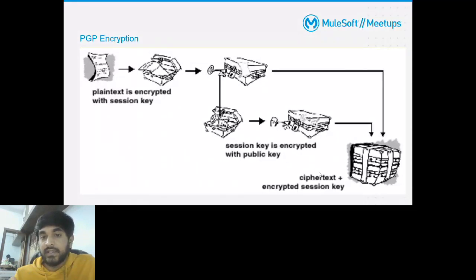Here the session key is first used to encrypt the data. That's done. Then the next part is that the session key will be encrypted using the public key, and the two will be in a bundle: the encrypted session key and the data encrypted using your session key. So the two will be bundled and sent to the receiver side.